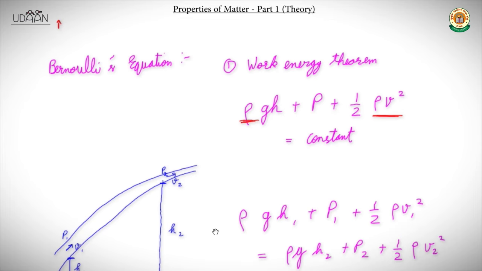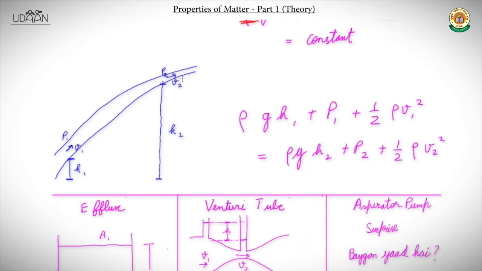For example, if we have this pipe, the velocity here is v1, here is v2, pressure here p1, p2, and the height h1 and the height here is h2. So rho g h1 plus p1 plus half rho v1 square is equal to rho g h2 plus p2 plus half rho v2 square.